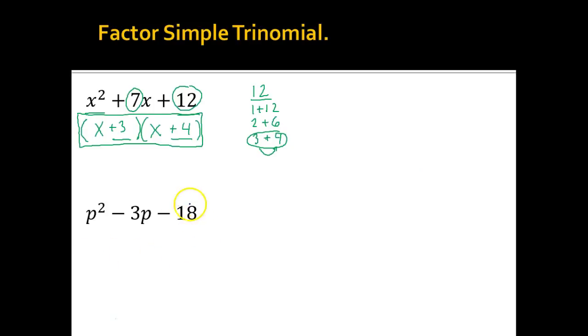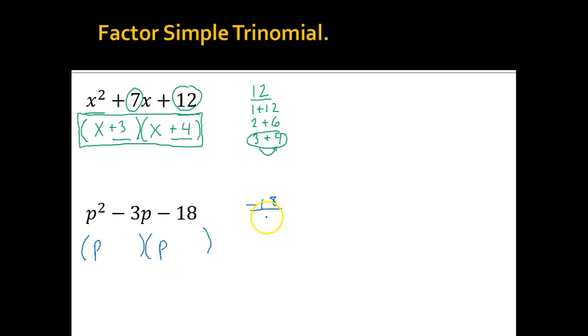All right, so we have that last term is 18. It's actually negative 18. Does that negative mess us up? Does that make us need to change our methods here? Turns out we can still do this. P times P is P squared. Those are our first terms.